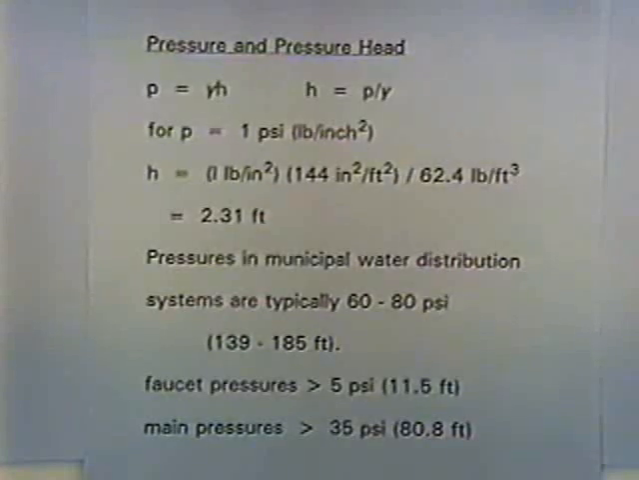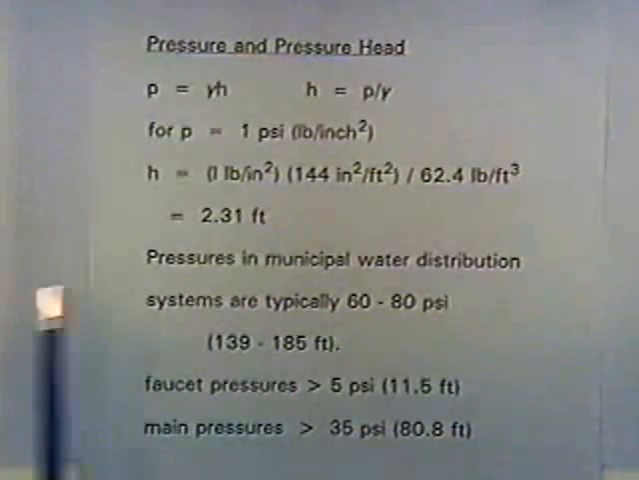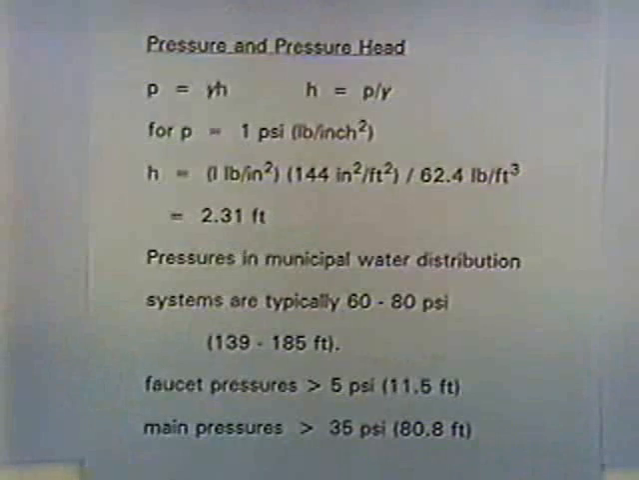And if we want to switch back and forth between pressure and head, and a lot of engineers memorize this, that 2.31 feet of head is equivalent to 1 psi. And so if you plug that into the formula, 1 psi, convert it to pounds per square foot, divide it by the unit weight of the water, and you get that 1 psi is equivalent to 2.31 feet. Pressures in municipal water distribution systems are typically between 60 to 80 psi, and so if you want to express that in feet, that's 139 to 185 feet.